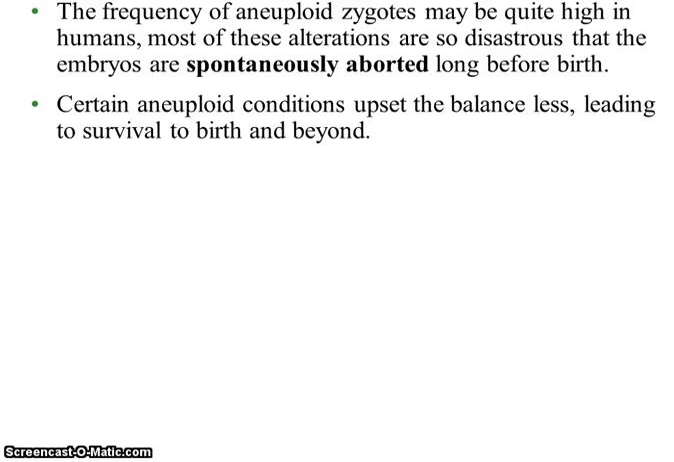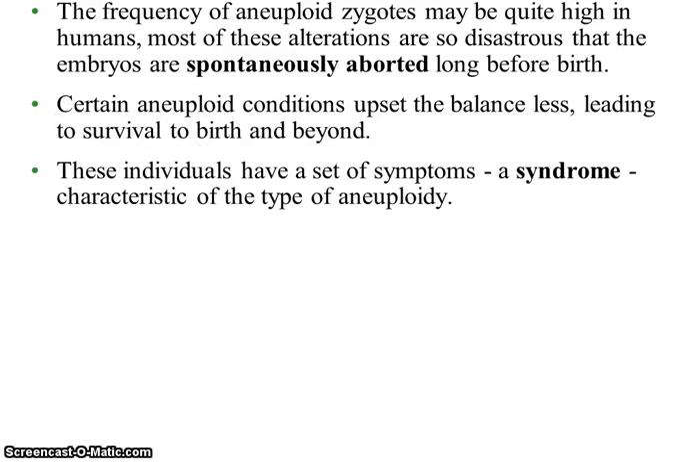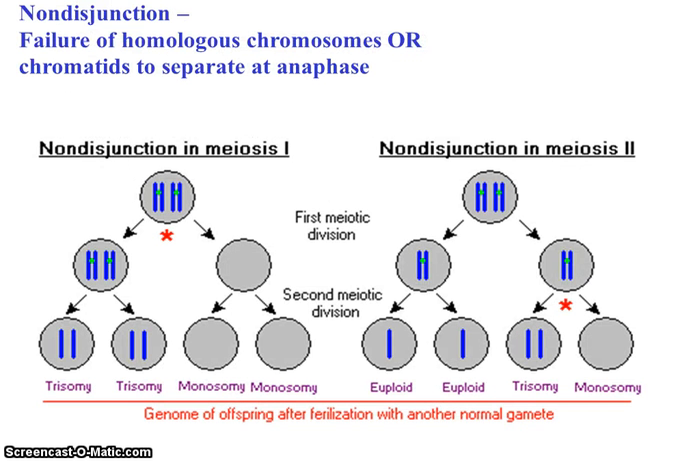So the frequency of aneuploid zygotes could be quite high. But most of these are going to be aborted, not by a person, but by your body. So miscarriage long before birth, because it upsets the balance. And some of these kids can go to birth and beyond. So they have a set of symptoms characteristic of aneuploidy.